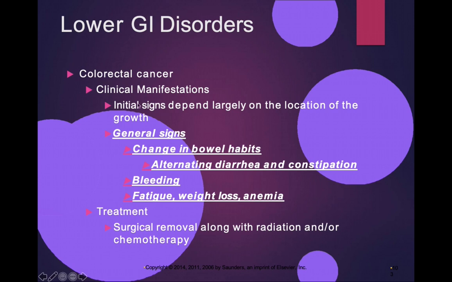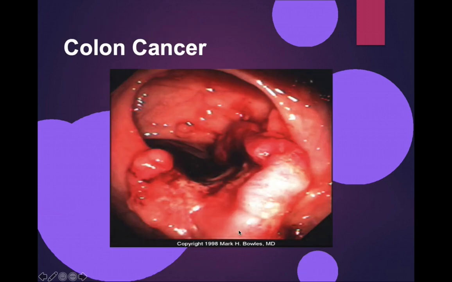Some of the initial signs really depend on the location of it. But the general signs are going to be a change in bowel habits, again, alternating between diarrhea and constipation. There's bleeding, fatigue, weight loss, and anemia. Right there it is again: fatigue, weight loss, and anemia. The treatment is removal along with radiation or chemotherapy.